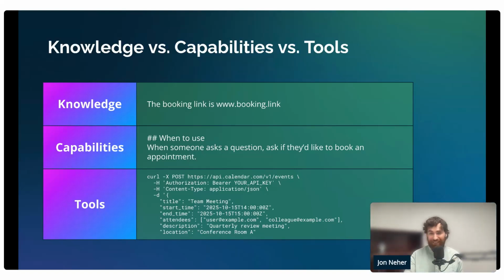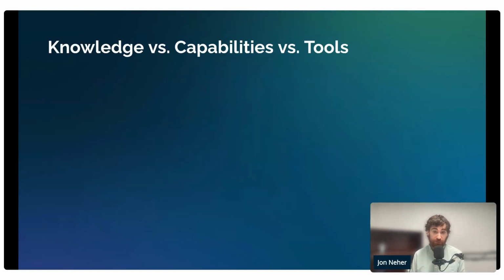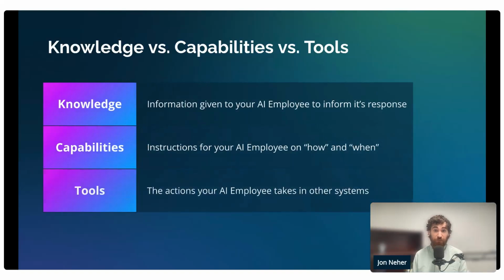So knowledge, capabilities, and tools, all really useful things, but they have different purposes when you're working with your AI employees. Knowledge is the information the AI employee uses to inform its response, but not necessarily tell it how it should respond. Capabilities are the instructions for how and when an AI employee should respond in conversations or in back and forth inputs. And tools are the actions that an AI employee takes in other systems.